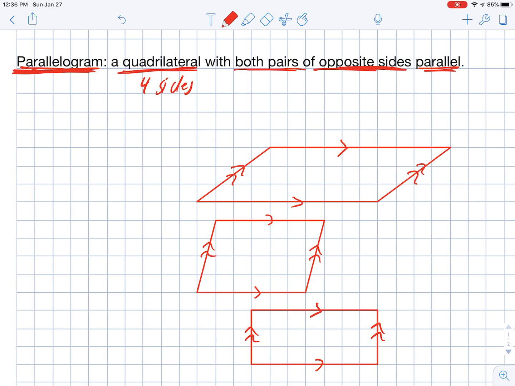So one of the things that's always true is that opposite sides are congruent. Both pairs of opposite sides are congruent. So that's always true.